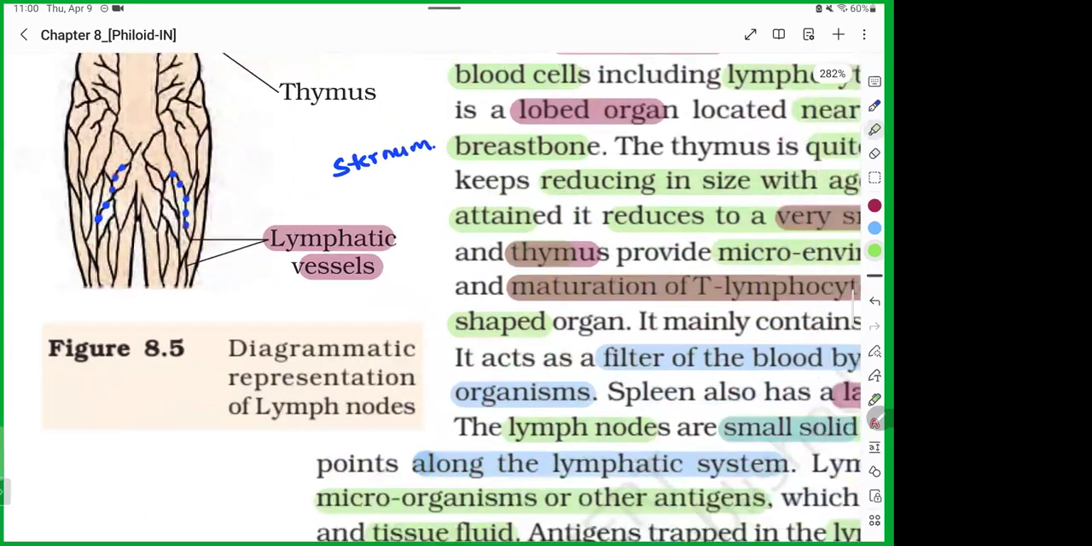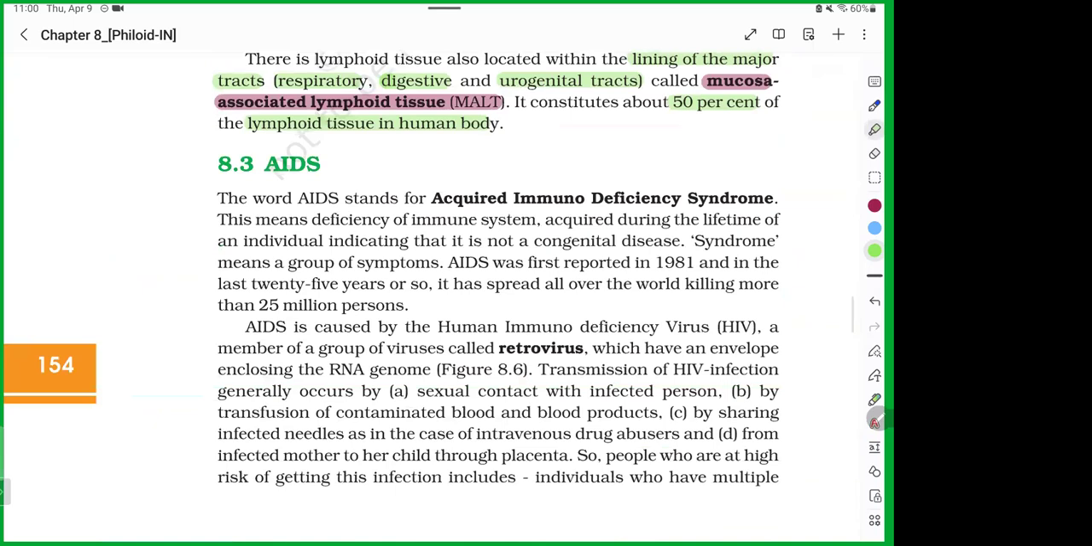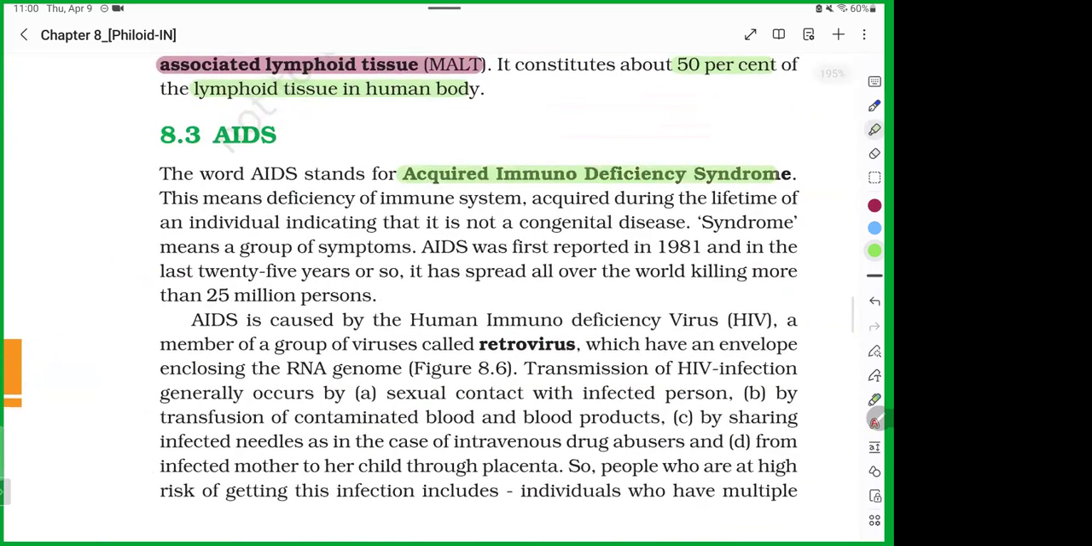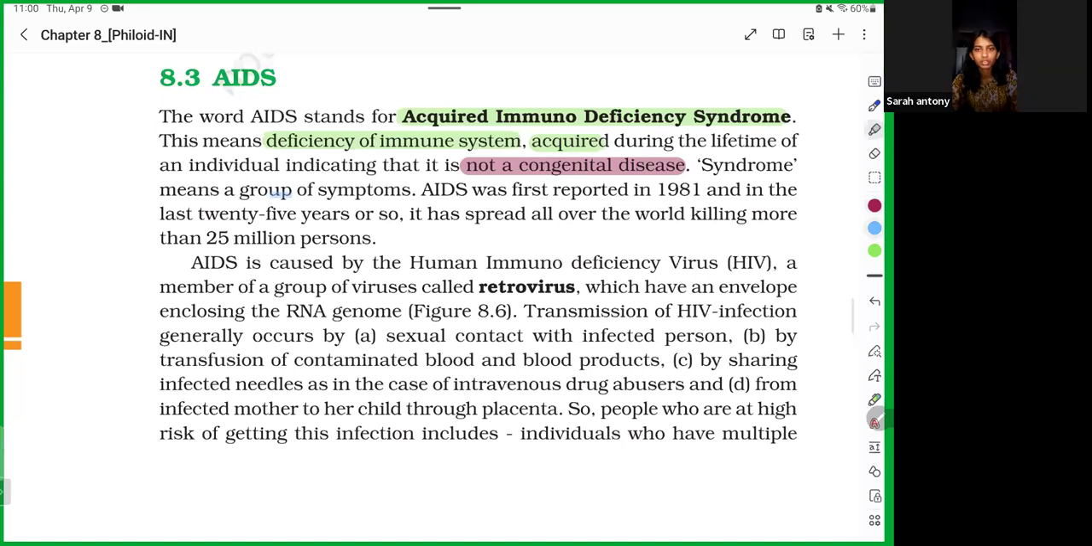So this part is done. AIDS is one of the easiest topics. Why? Let me show you. First, definition: acquired immunodeficiency syndrome. It means we have a weak immune system, and we acquired this during our lifetime. So it means it is not by birth. Congenital means by birth. And syndrome.